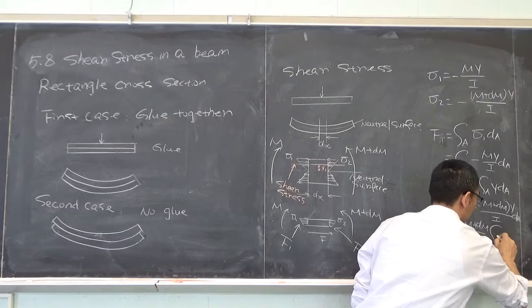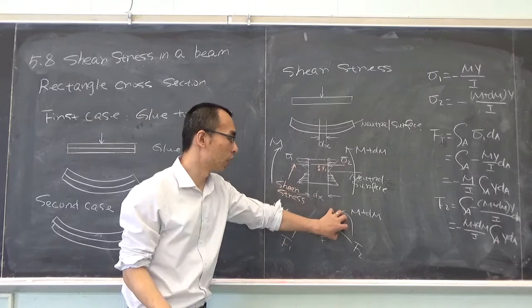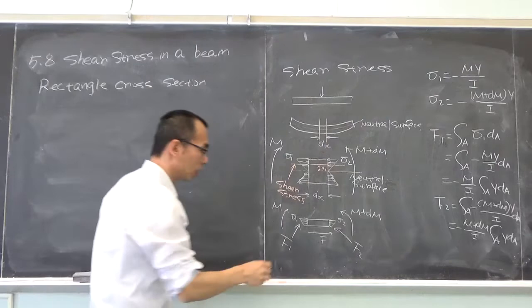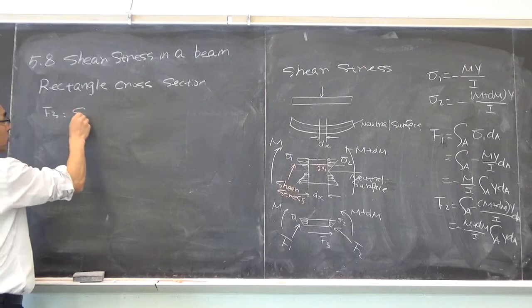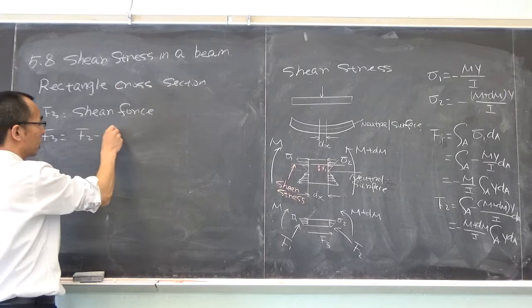Right, so this is F1, the total load on this surface. F2 is the total load on the red surface. Okay, then we can define this. F3 is the shear force, right? So F3 will be equal to F2 minus F1, right?